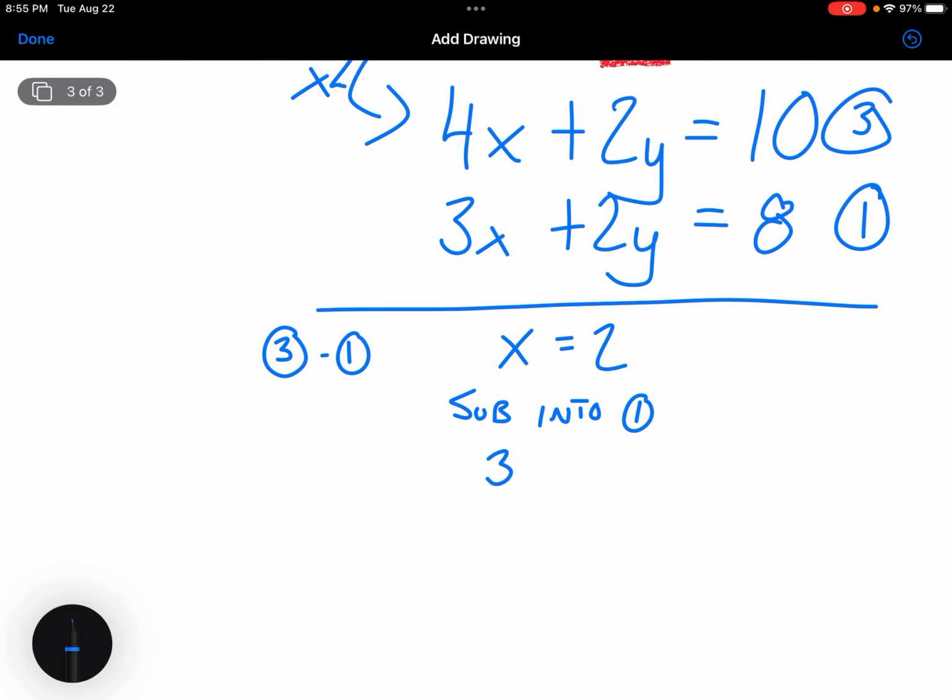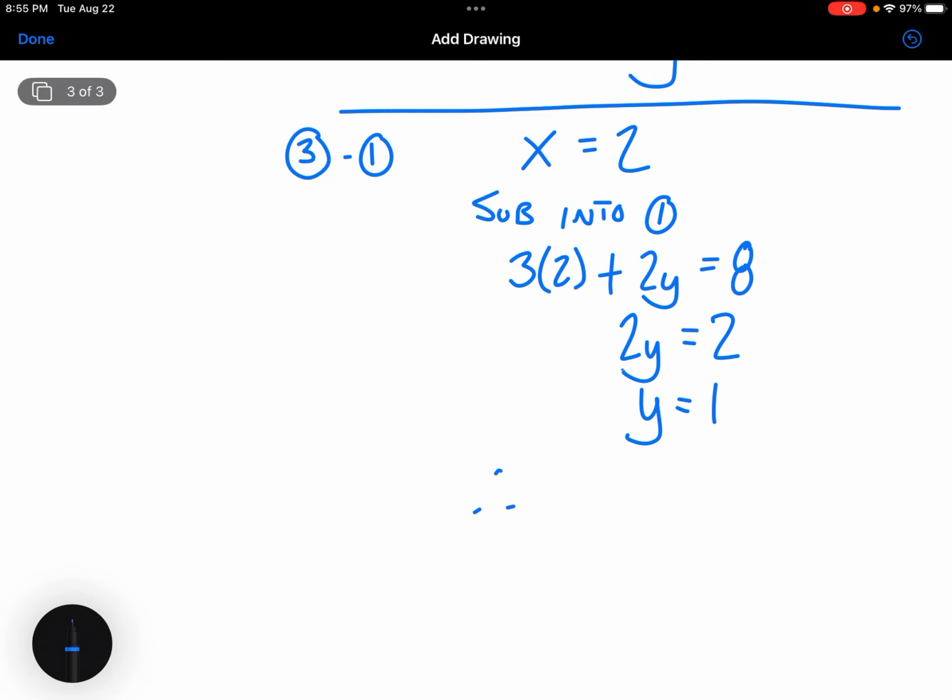So we'd get 3 times 2 plus 2y equals 8. We're going to get 2y equals 2 and y equals 1. So therefore, our point of intersection is going to be 2 and 1.